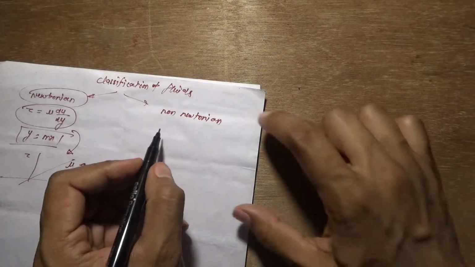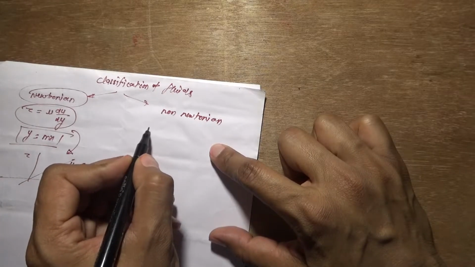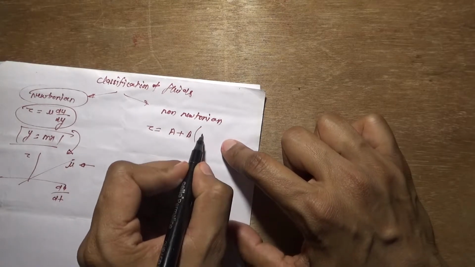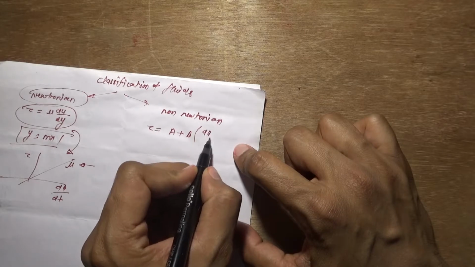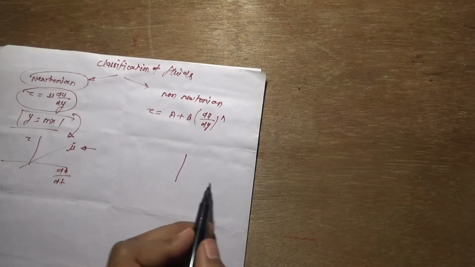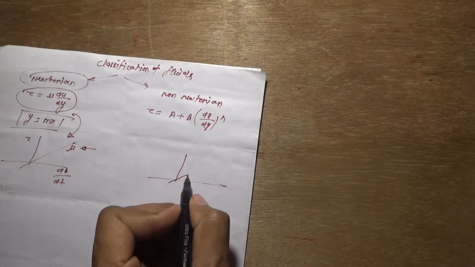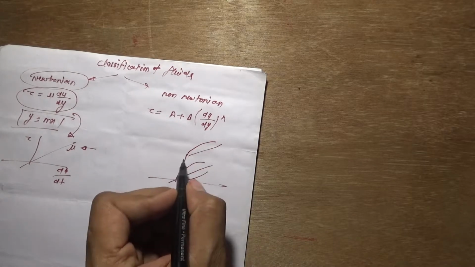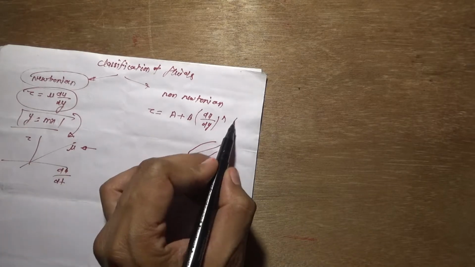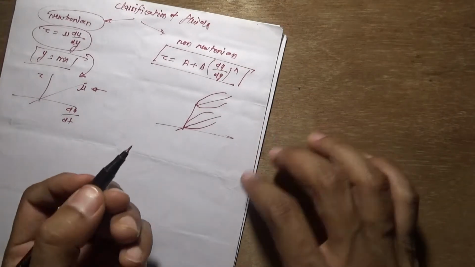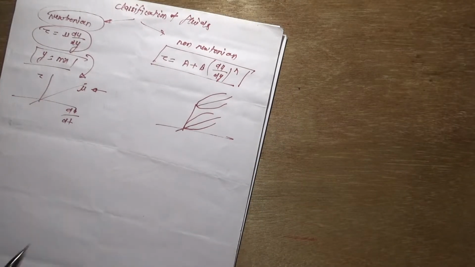And what is the case for the non-Newtonian fluid? For non-Newtonian fluid, we can write the equation tau is equal to a plus b du upon dy to the power n, because we draw the various cases. Suppose this is Newtonian fluid, this is non-Newtonian, this is another non-Newtonian, and this is another. So this is the equation for the non-Newtonian fluid. First I am going to explain the non-Newtonian fluid.